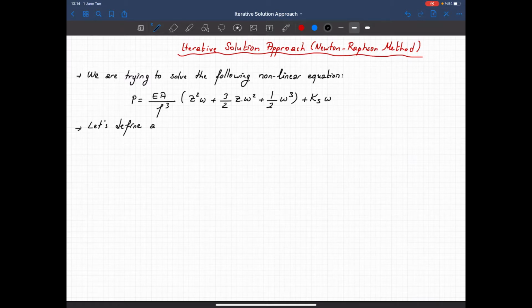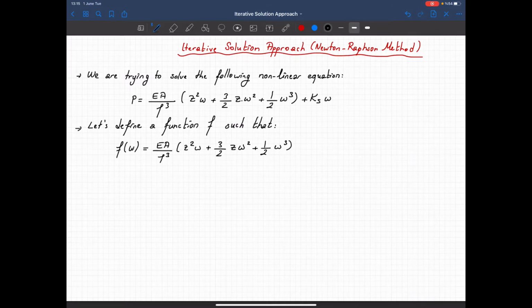a function f such that f, as a function of the vertical displacement, is equal to EA over L cubed, Z square W plus 3 over 2 Z W squared plus 1 over 2 W cubed, plus KS W minus P. And for an exact value of W, we know that this equation should be equal to 0.